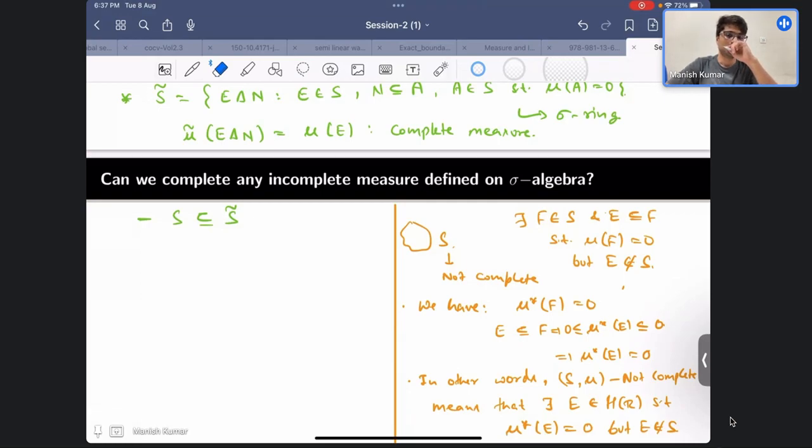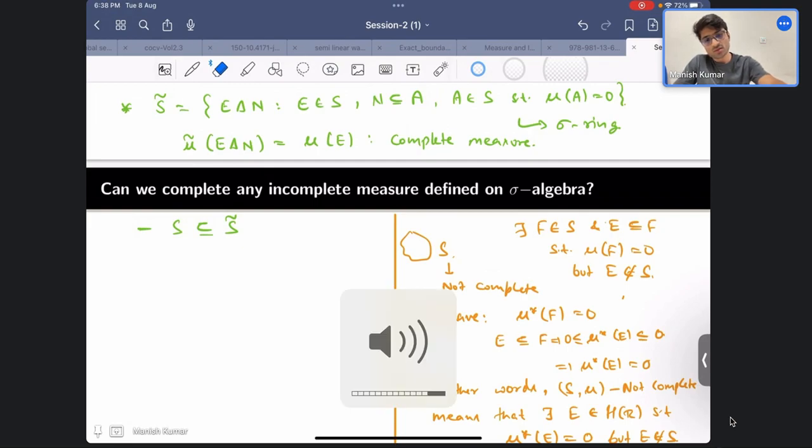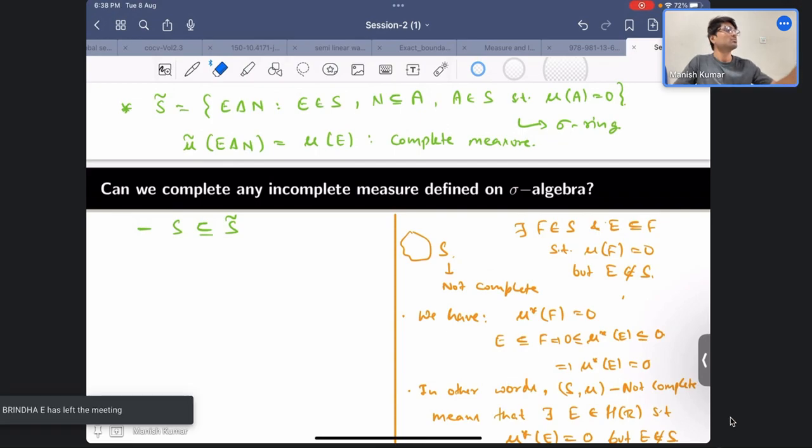Is this not clear? You can tell me whatever your views are. Tell me whether you know this or not. It's not a big deal.